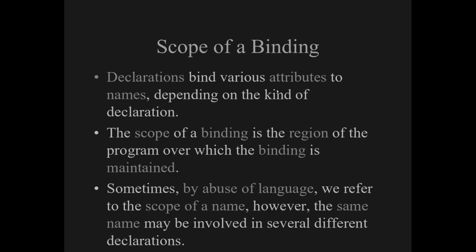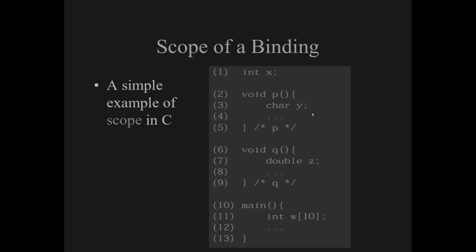Anyways, scope of a binding. Declarations bind various attributes to names depending on the kind of declaration. The scope of a binding is the region of the program over which the binding is maintained, and sometimes by abuse of language, we refer to the scope of a name. However, the same name may be involved in several different declarations. So the point here is that some names don't make sense outside of a certain scope, okay?